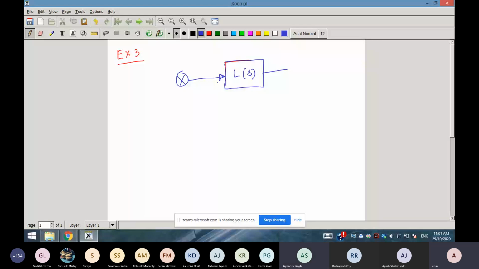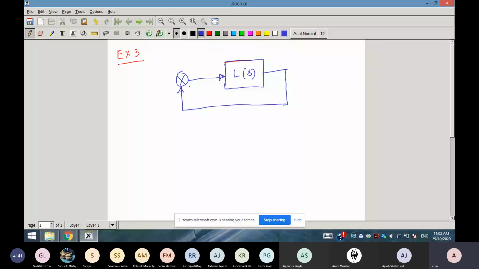Yes, sir. Sir, I have a doubt. In the loop transfer function, if there is a return gain, will that also be included in LS? Yeah, all the things I have considered inside LS. There is no other gain.